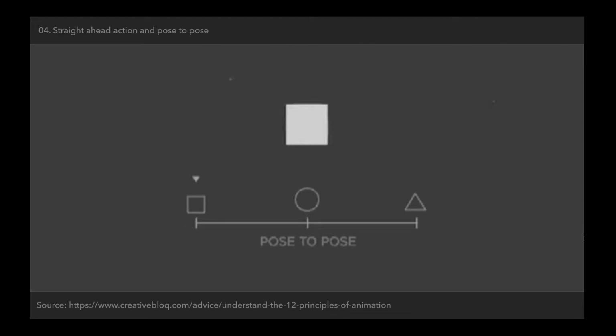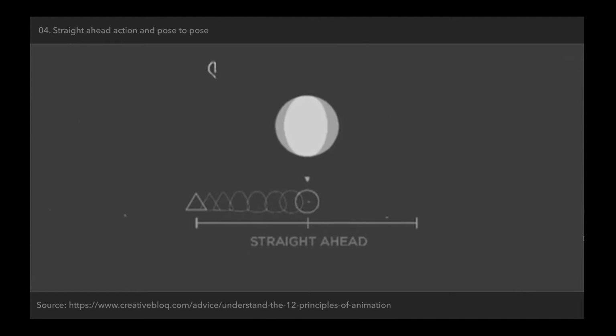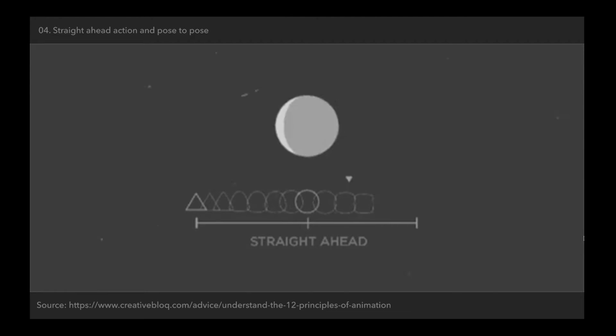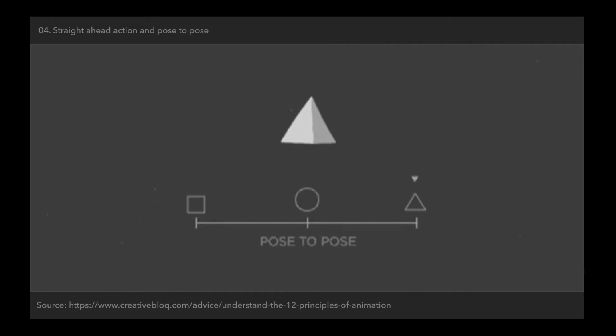Straight ahead action and pose to pose are two different animation techniques. Straight ahead is that you animate pretty much every keyframe from start to finish, and pose to pose is that you have all the poses you want the character to have, and just interpolate between them, which sometimes does not look as natural, but most of the time is faster to do.